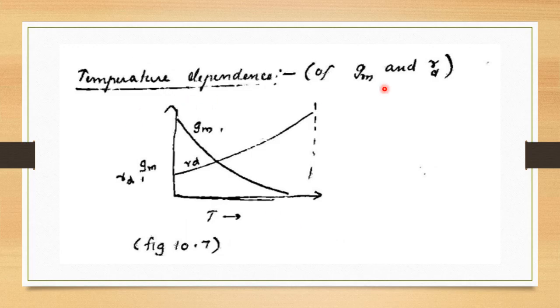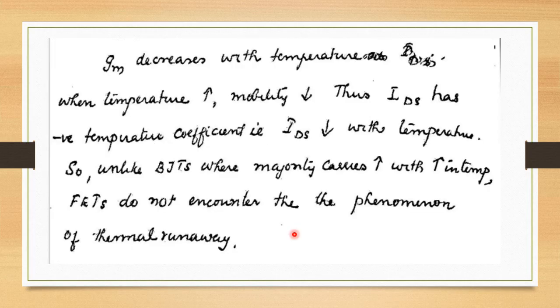Next is the temperature dependence, the variation of gm and rd with temperature. This is figure 10.7 in Millman. When temperature increases, gm decreases, and the drain resistance rd increases. So gm decreases with temperature and drain resistance increases with temperature.